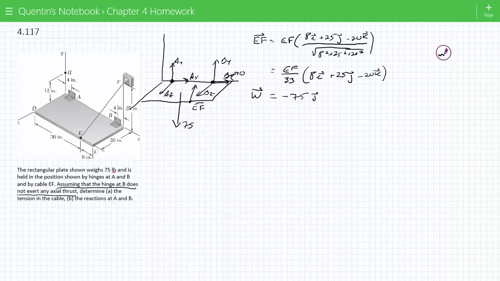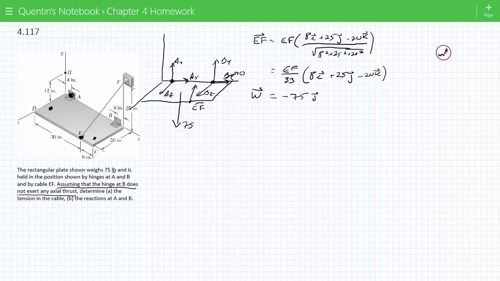And now let's look at our vectors. So we're going to take the moments. And where are we going to take the moments from? Again, we can take the moments from anywhere we want. We could do it from here, we could do it from here, we could do it from here. This wouldn't be the craziest thing in the world. But I'm going to do it from point A. Why am I going to do that? Because at point A, we get rid of 3 unknowns.